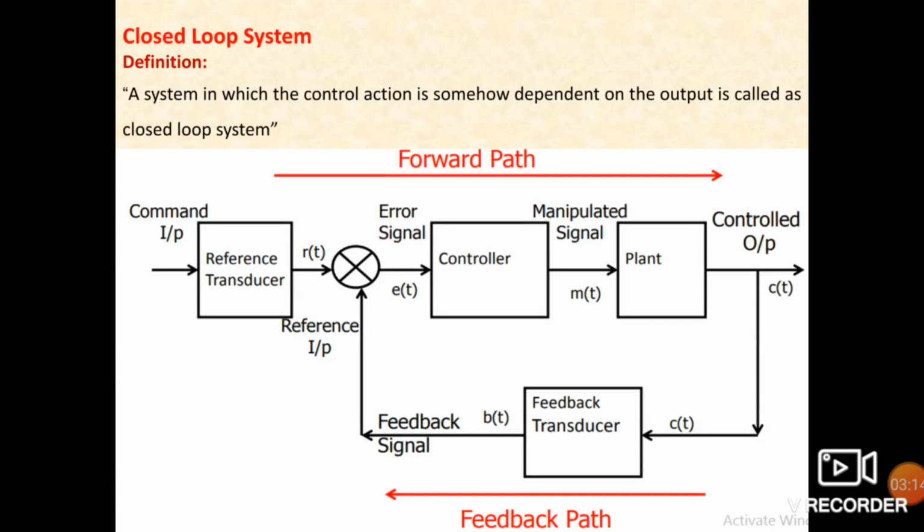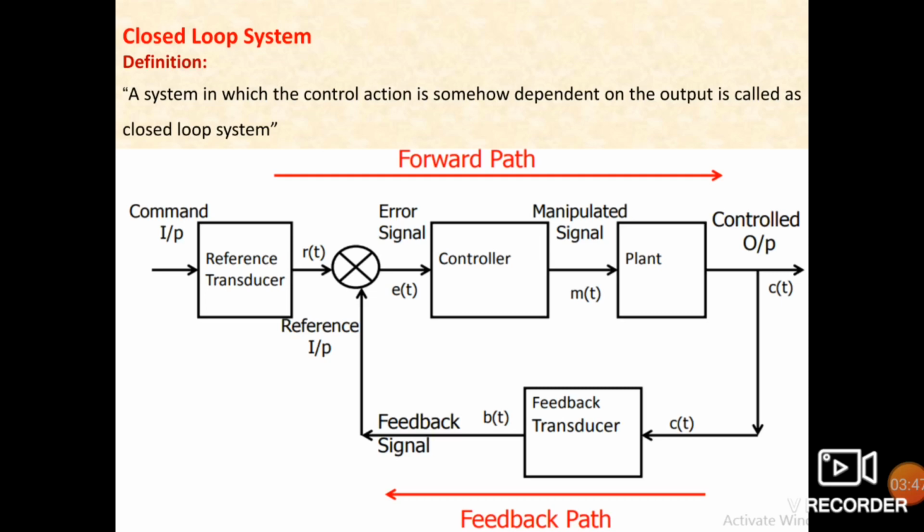Next we will see closed loop control system. So what do you mean by closed loop control system? It is a system in which the control action is somehow dependent on the output. In a closed loop system, the output has an effect upon the input in order to maintain the desired output value. Here, in this closed loop system, the control action is dependent upon the output.